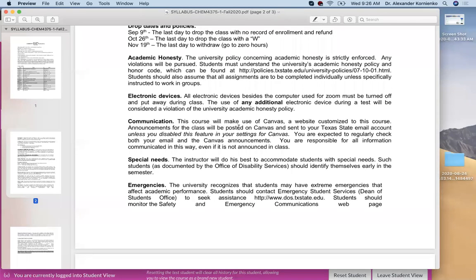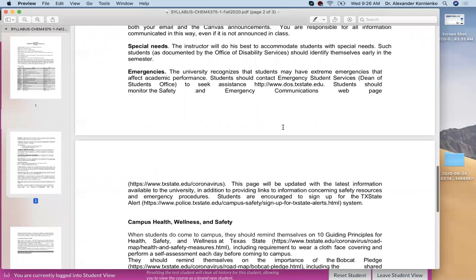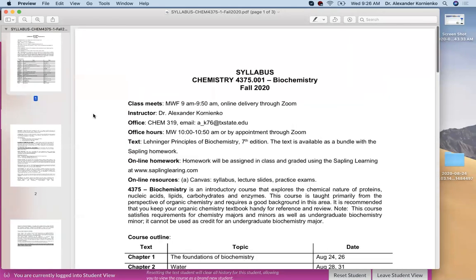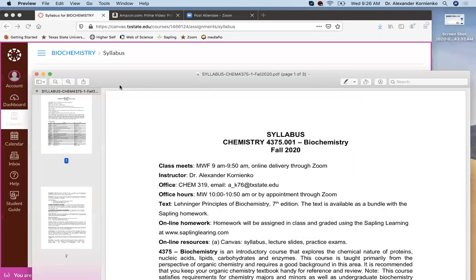So communication. If it's related to material, go through discussions on Canvas. If it's something personal, come to the office hours or make an appointment with me through Zoom. And obviously keep checking the site for the coronavirus, right? So that you know what's going on campus. If you come to campus, wear a mask. You don't need to wear a mask listening to me if you are by yourself. All right. Are there any questions about the syllabus?